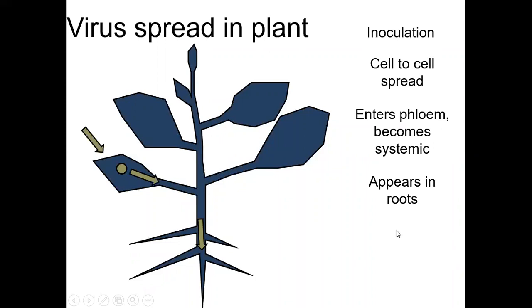So we have inoculation. We have cell-to-cell spread. The virus enters the phloem, it becomes systemic, and then it will go down to the roots, and it also appears in the young leaves.